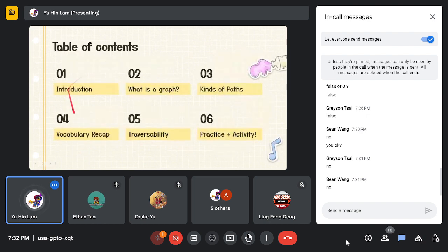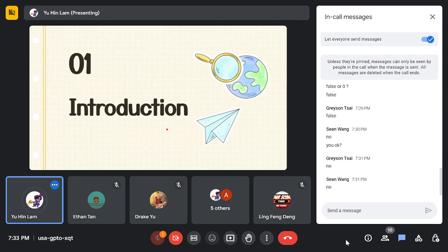So this is a little table of contents. We'll have a small introduction, then we'll talk about what graphs are, kinds of paths, a little recap of vocabulary, and then traversability, and then in the end, that's basically it. So let's first start with our introduction.